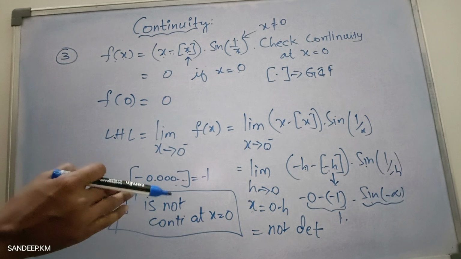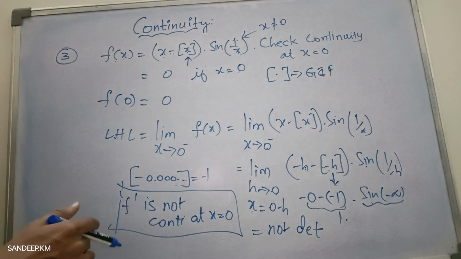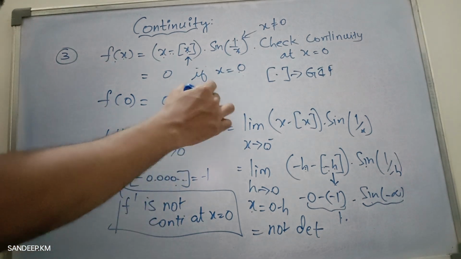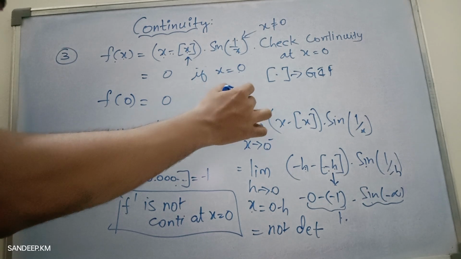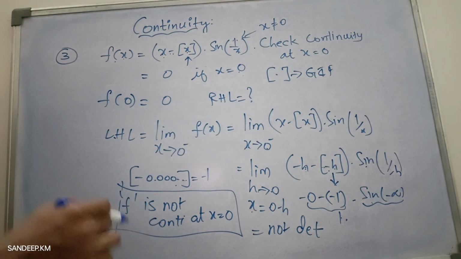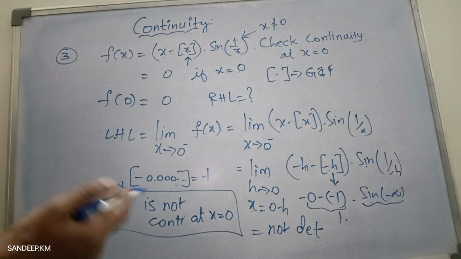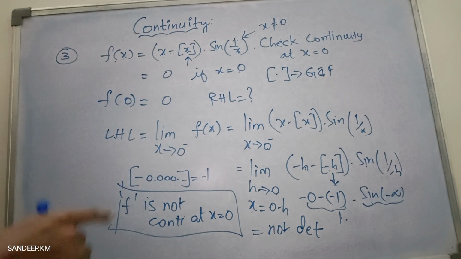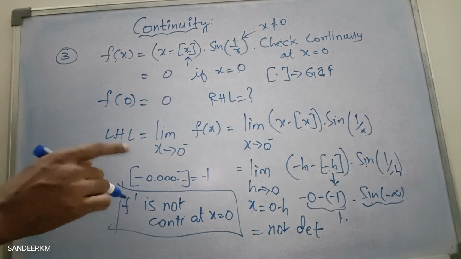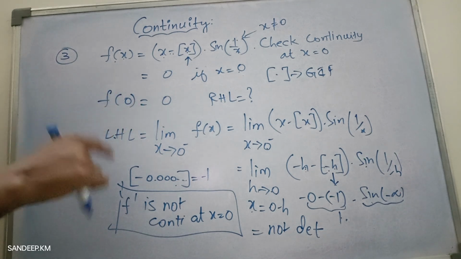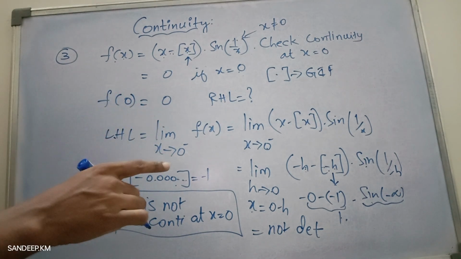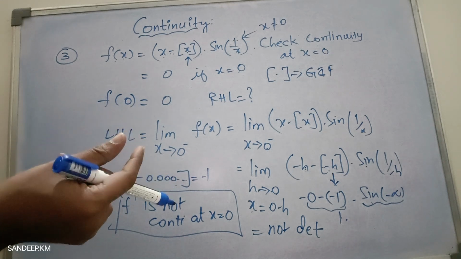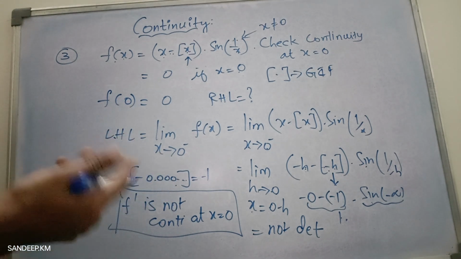I just want to tell you one thing. Do you think in this problem RHL is also not determined? Let me know in the comment sections. You might be thinking RHL is also not determined in this particular example, but I want you to check whether the right hand limit in this particular problem is also not determined, or are you getting any fixed answer. Let me know about it, but it doesn't matter.